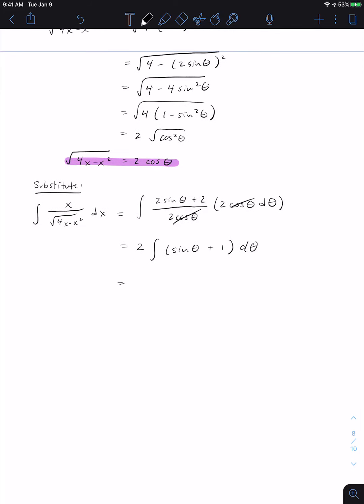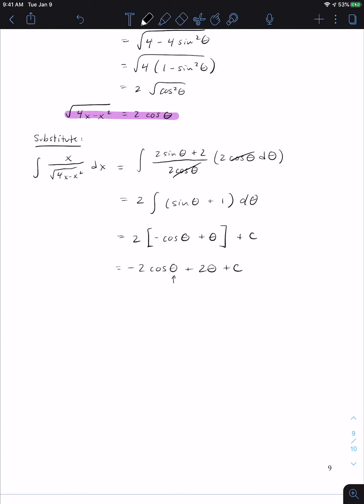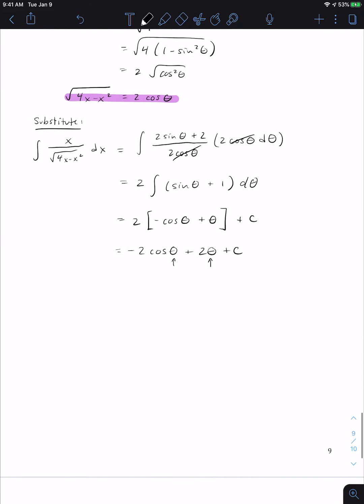And what do you know? We know how to take the antiderivatives of these, right? So what's the antiderivative of sine? Well, that's negative cosine theta, and then plus theta, and then plus c. All right, so negative 2 cosine theta plus 2 theta plus c. But now we need to find our cosine of theta and just theta. So here's where we do some side work. We're going to put the side work right here.